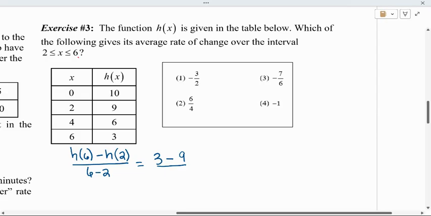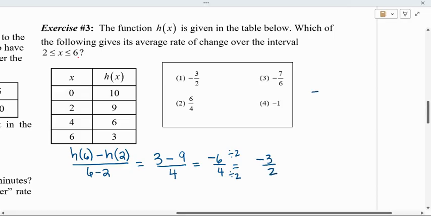Kylie, what is 6 minus 2? Okay. 3 minus 9, Ken. -6. So I have -6 over 4. Does that reduce? It does. I can divide both the numerator and the denominator by 2, and I get -3 over 2.